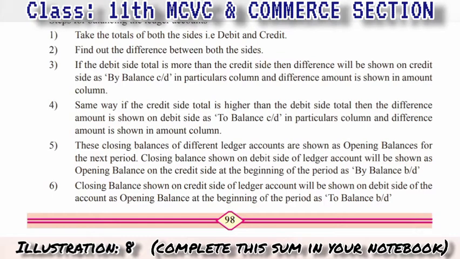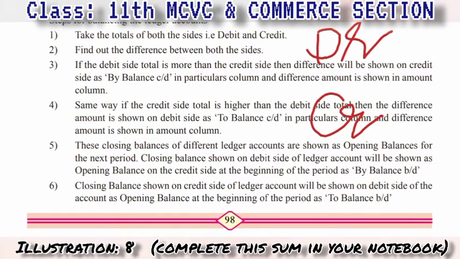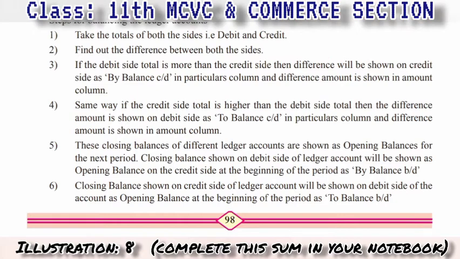On the other hand, in the same way, if the credit side total is higher and the debit side is showing the difference amount, then on the debit side you need to write what? To balance carried down. You need to make sure that there is one called debit and another called credit. So if the balance is less on the debit side, we need to write to balance carried down. If the credit side balance is less, then we have to write by balance carried down.